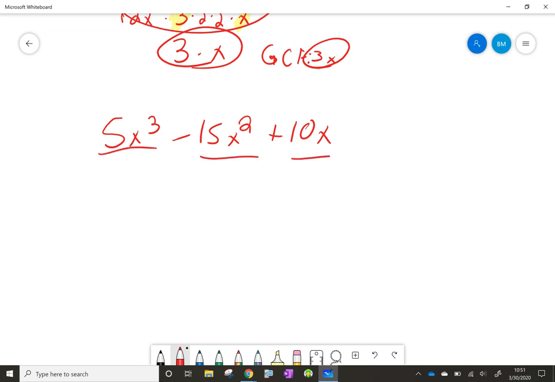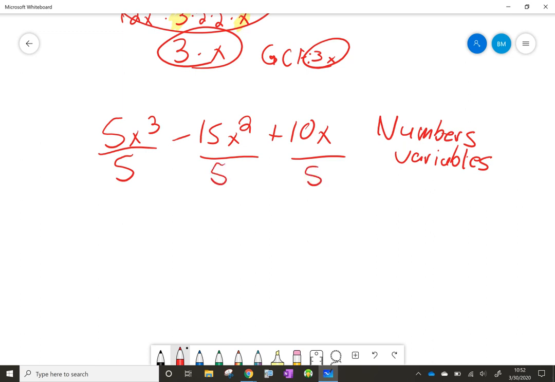So let's look at the three terms we have here. We have 5x to the third, and then the minus, we'll count that as a negative, so negative 15x to the second, and then 10x. So let's look at the numbers. If you're going to try the advanced approach, try it in two stages, numbers and then variables. First, numbers: 5, negative 15, and 10. What's the biggest number that will divide all three of them? It is 5. 5 will divide by 5, 15 will divide by 5, and 10 will divide by 5.